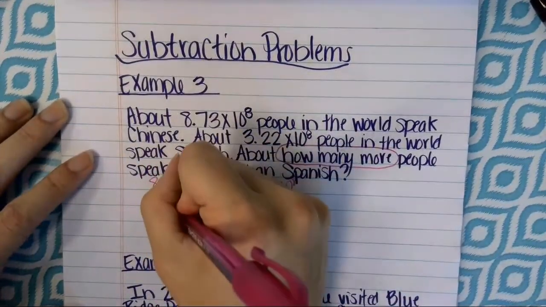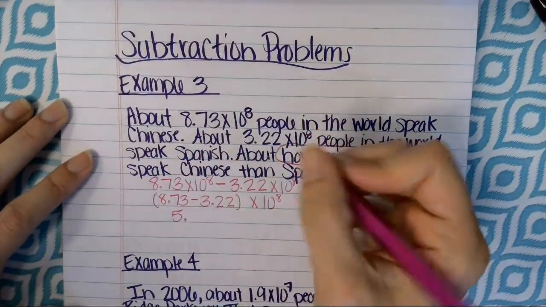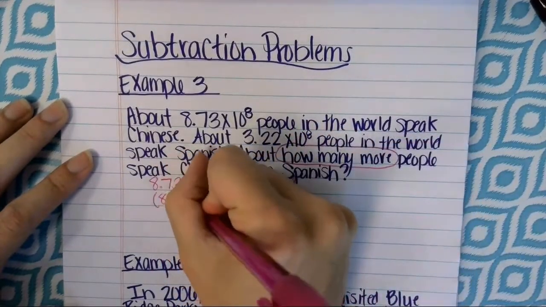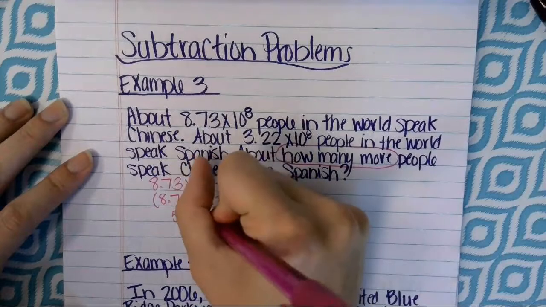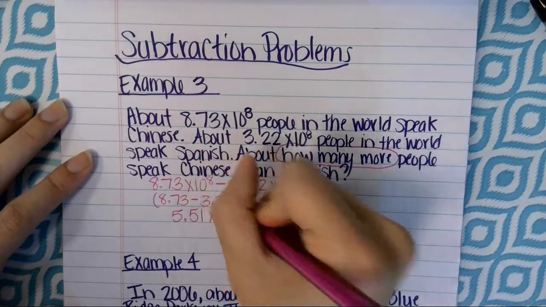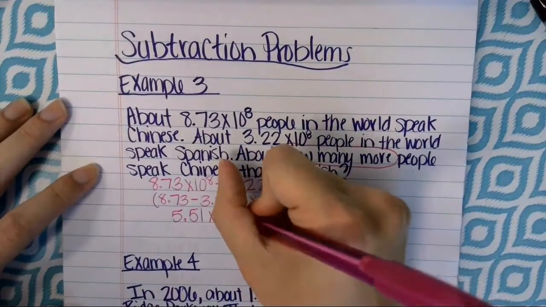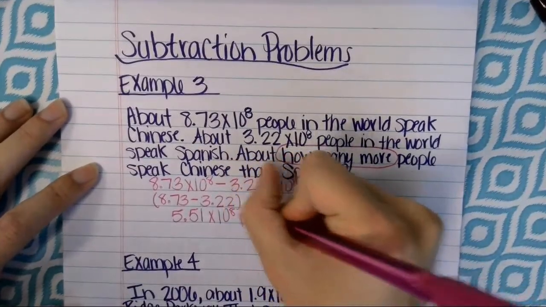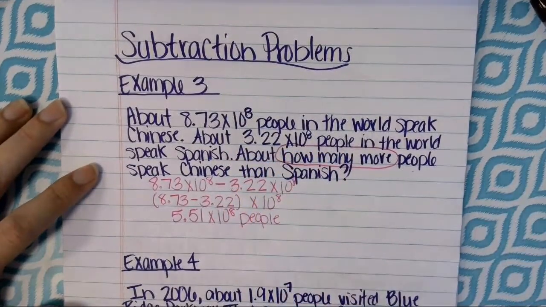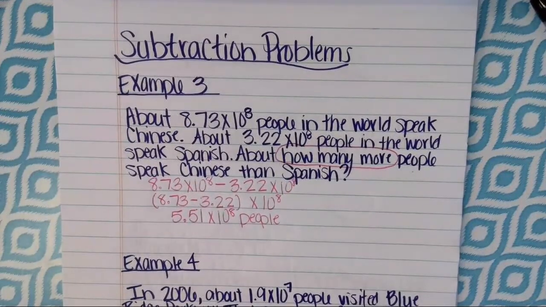So I subtract here, and I get 5.51 times 10 to the 8th. And the question is about people. So we have 5.51 times 10 to the 8th people. More people speak Chinese than Spanish. That seems like a lot of people. If you think about this exponent of an 8, that means there's going to be a lot of people in that problem.